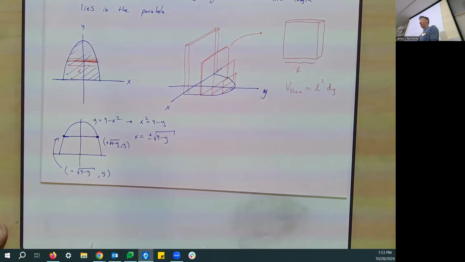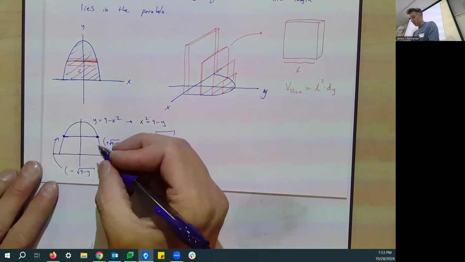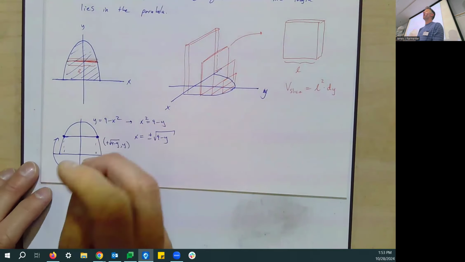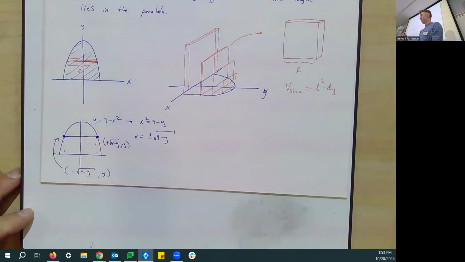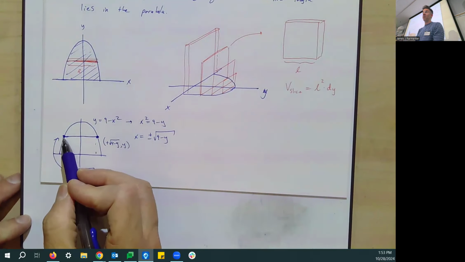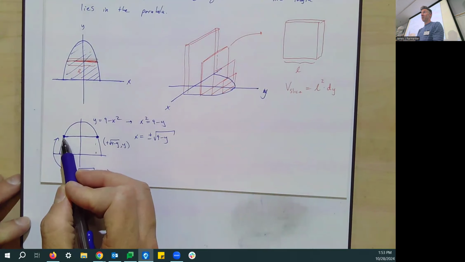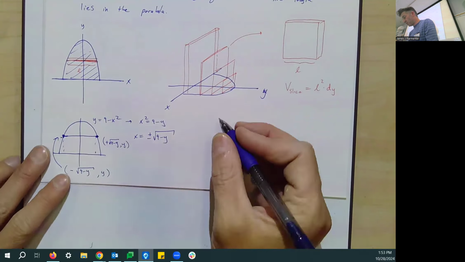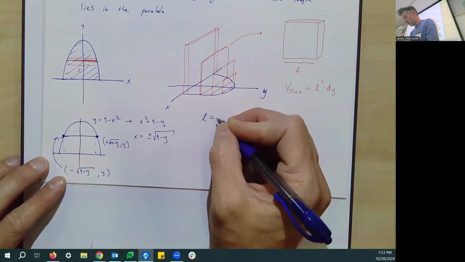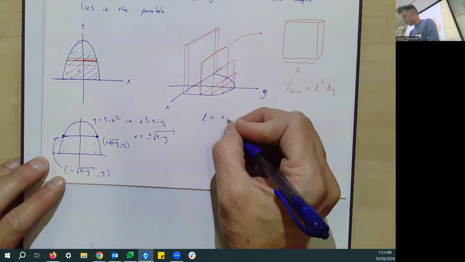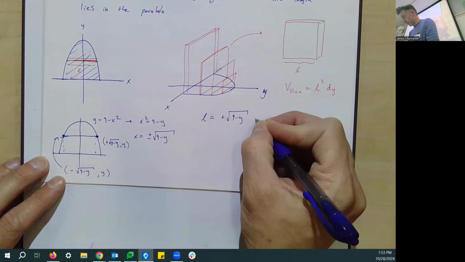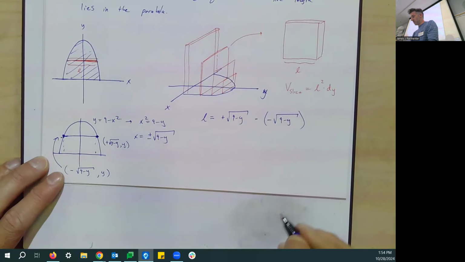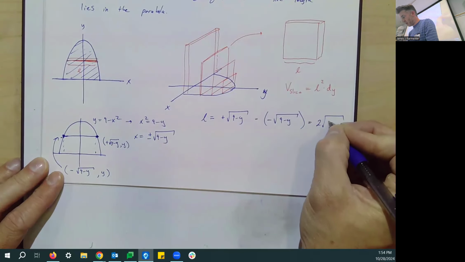So for example, if y was 2, this point would be root 7 comma 2, apologies, because the x part comes first. And this right here would be negative root 7 comma 2. And the distance between them would be root 7 minus negative root 7. Or more generally, my length is going to be the right x coordinate minus the left x coordinate, which ends up just being 2 times the square root of 9 minus y.